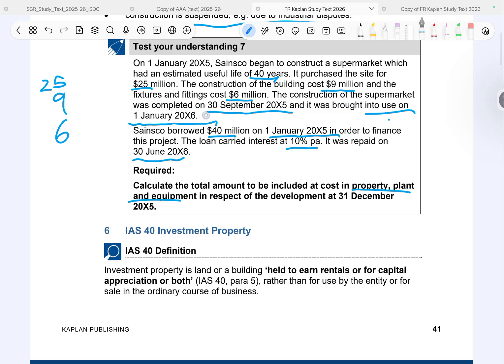Now the construction of the supermarket was completed on 30th September. After this, I need no information. My capitalization of interest will only be calculated till 30th September. So for 40 million at 10% per annum, I am going to be calculating interest only for 9 months. Yeah, so that's it. That's how you solve this sum. We calculate our interest for 9 months, which we need to include in the cost of our asset, and that's how we get the interest cost.